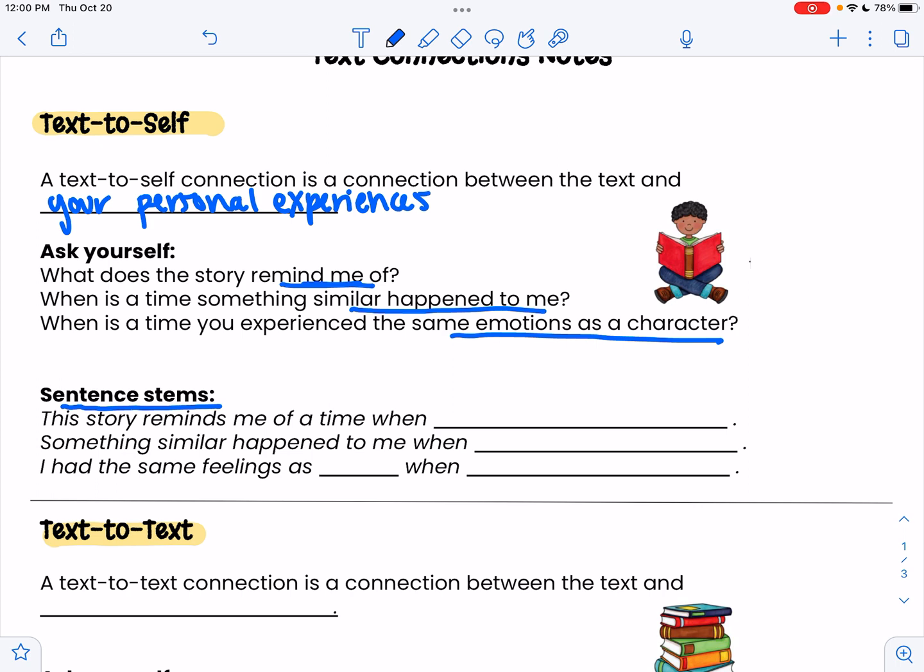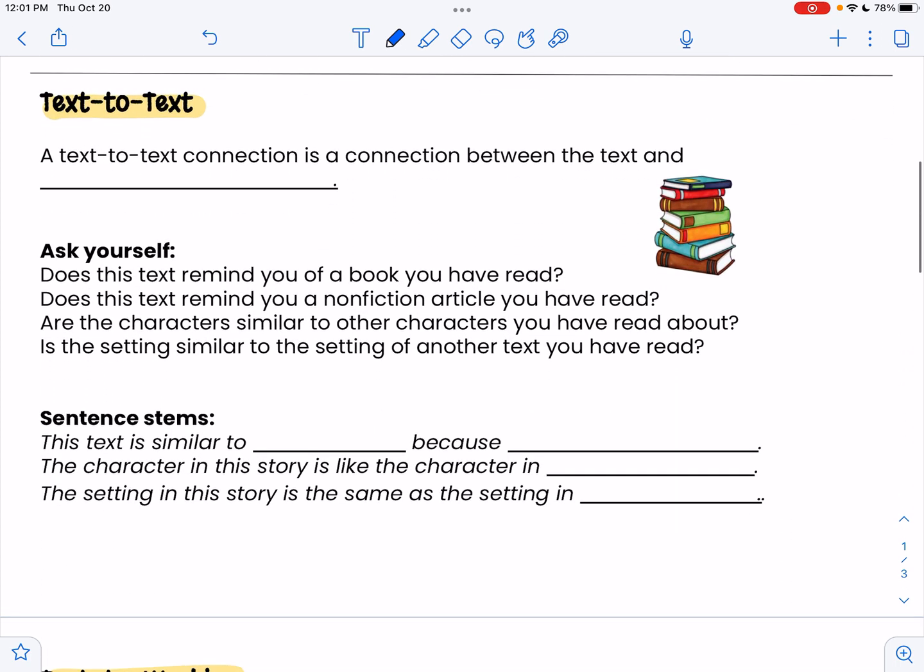Now let's go to text-to-text. A text-to-text connection is a connection between the text and another text you've read. So ask yourself, does this text remind you of a book you've read? Does this text remind you of a nonfiction article you've read? Are the characters similar to other characters you've read about? Is the setting similar to the setting of another text that you've read about?